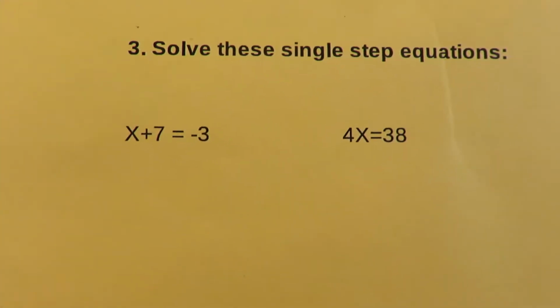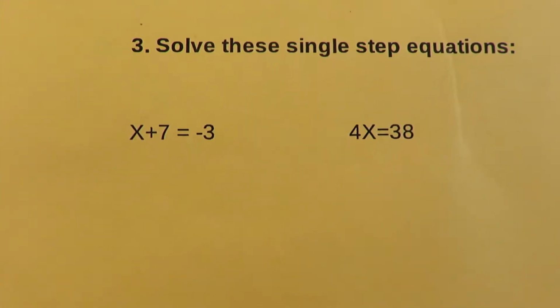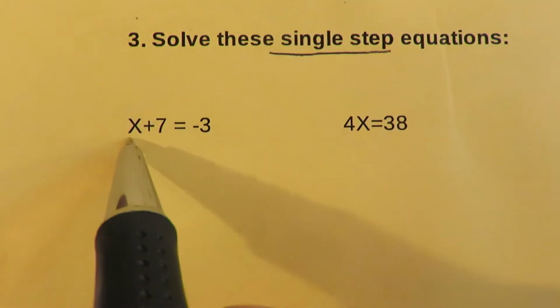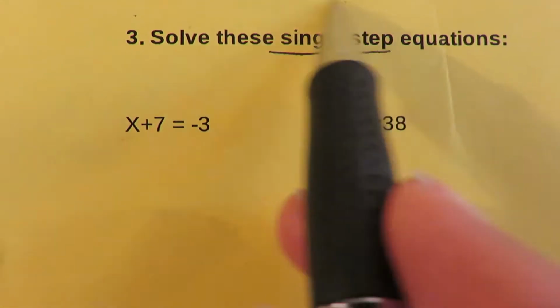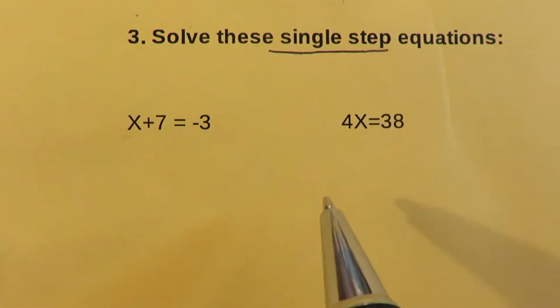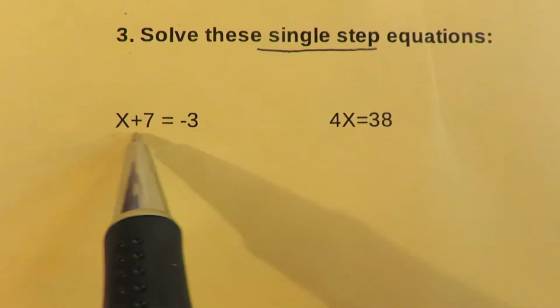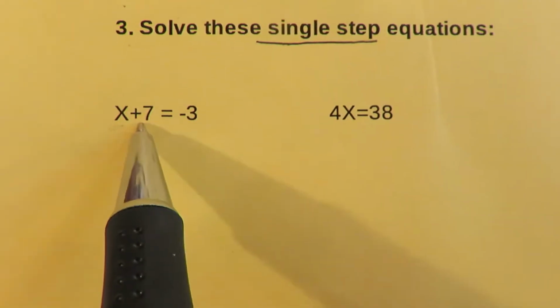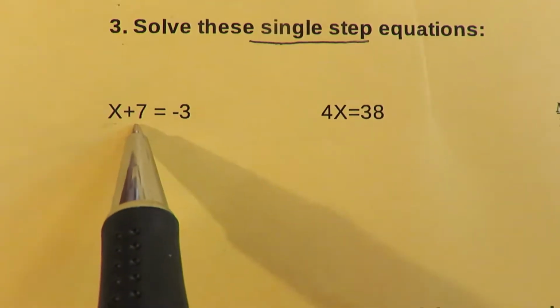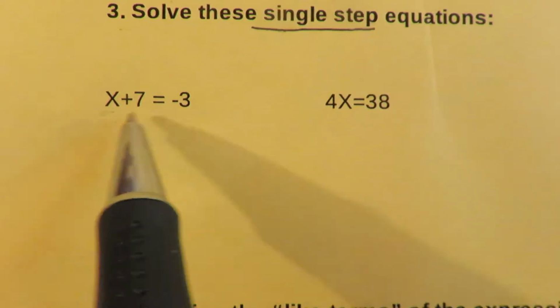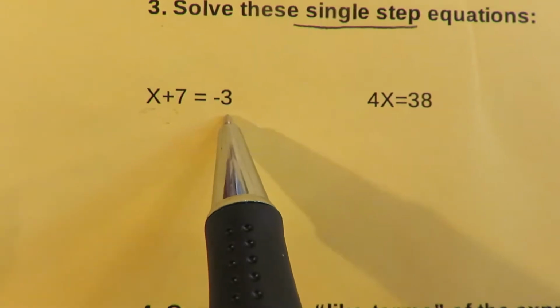Question 3 asked you to solve these single-step equations. When you see single step, it means that you're going to have to get to the x, but there's only going to be one action that you need to do. Remember, when we solve equations, you're trying to get rid of all the stuff around x, and to get rid of stuff, you need to do the opposite. And when you do an action on one side of the equal sign, in order to keep things equal, you do that same action on the other side.